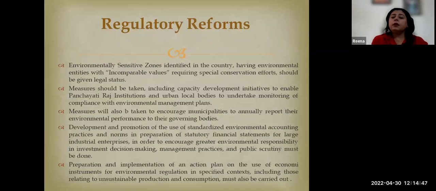Then, development and promotion of standardized environmental accounting practices. This is a new thing which I think most of you may not be aware of: there has to be an environmental accounting practice, the way I was explaining the environment audit, and a statutory financial statement for large industrial enterprises. There you have to ensure that the EMP, the environment management plan, which you gave at the start of your project, has clear-cut costs. What will be the establishment cost, the running cost, and the recurring cost, so that budgeting can be ensured, and accordingly, as per the budget, how much activity has been done. Your CSR, corporate social responsibility, or corporate environment responsibility aspects will also be covered under this.